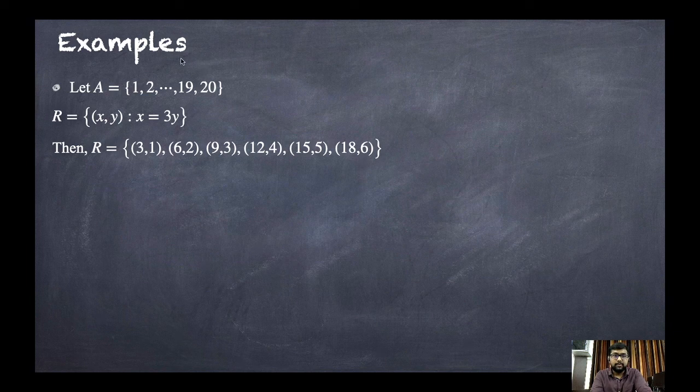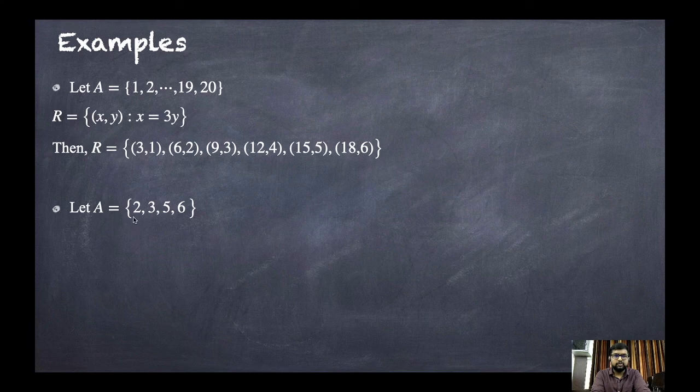Now here the elements are up to 20, but whenever we take y equals 7, three times that will be 21, but that is not in the given set. So this is the relation. After this, no elements will be there. So this is R.